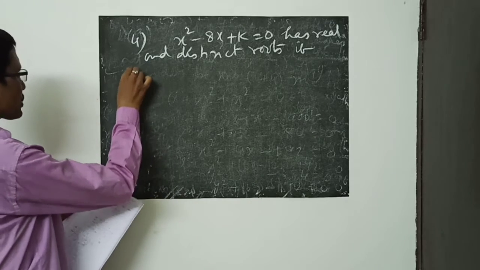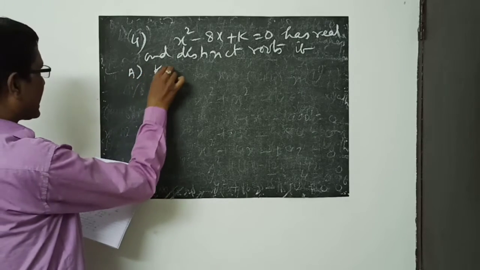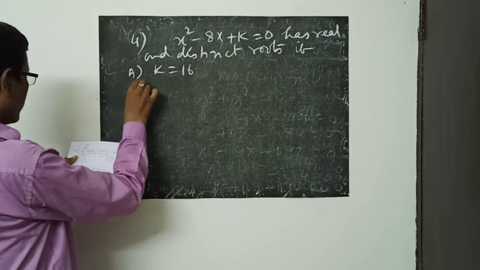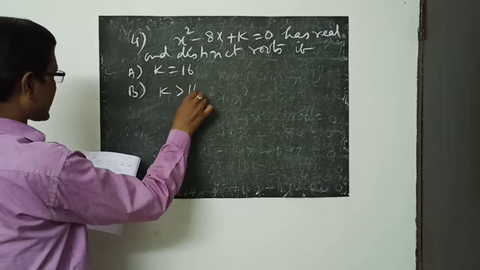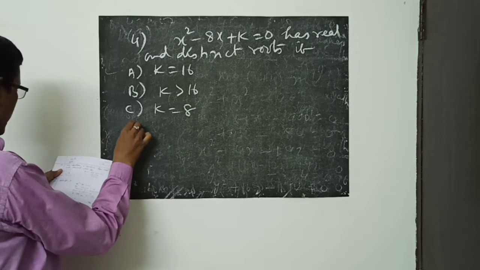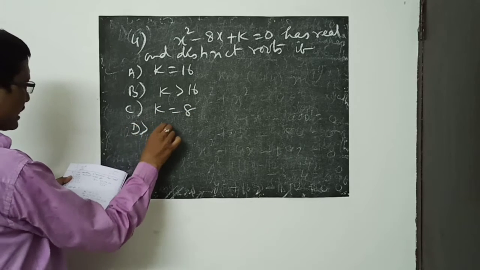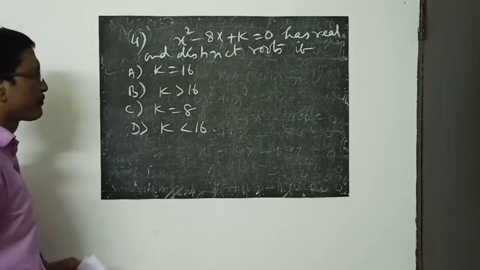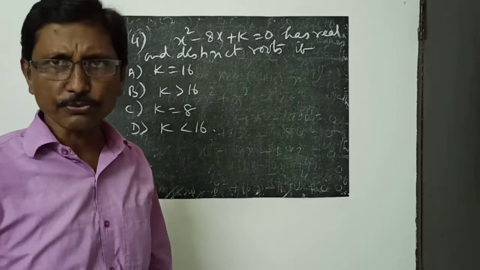Suppose first choice you are having k is equal to 16. Second choice you are having k is greater than 16. C you are having k is equal to 8. And D you are having k is less than 16. Which one will be the correct option?